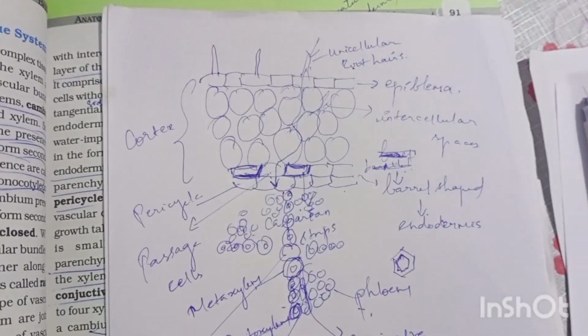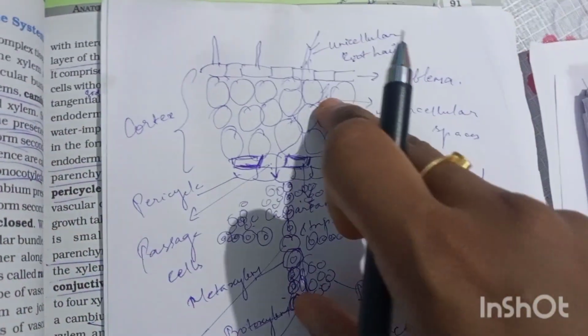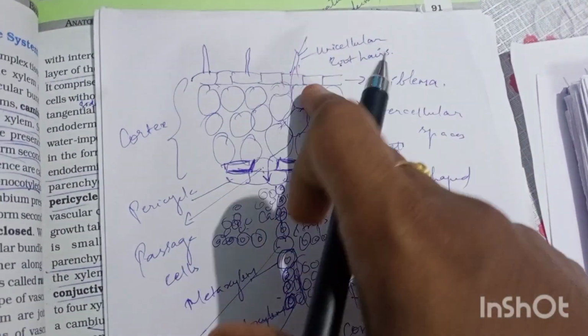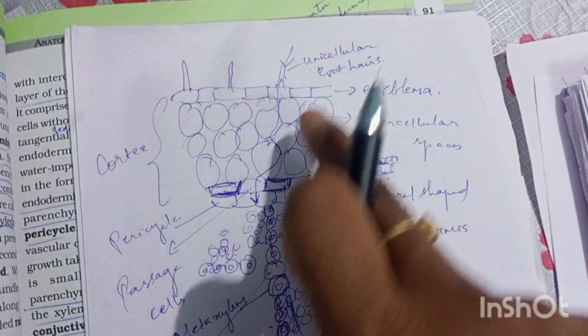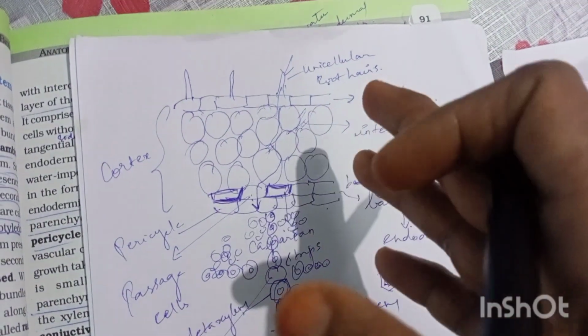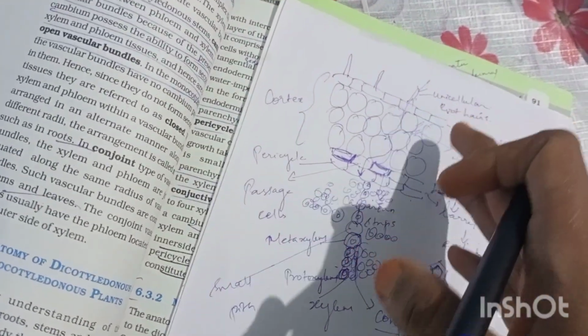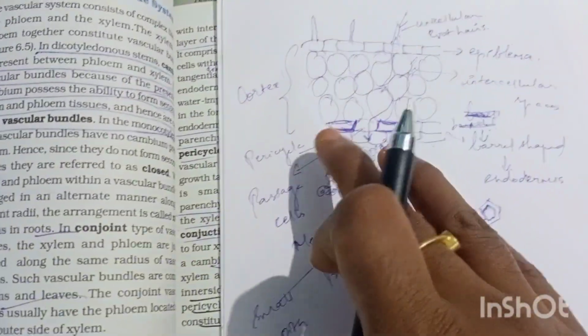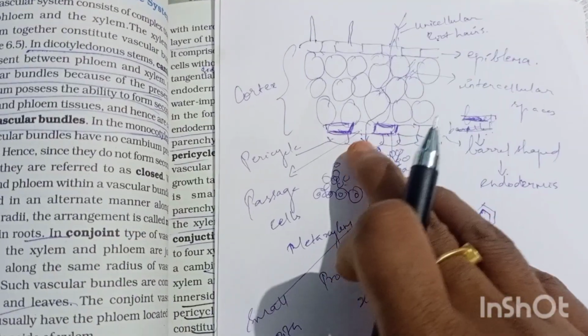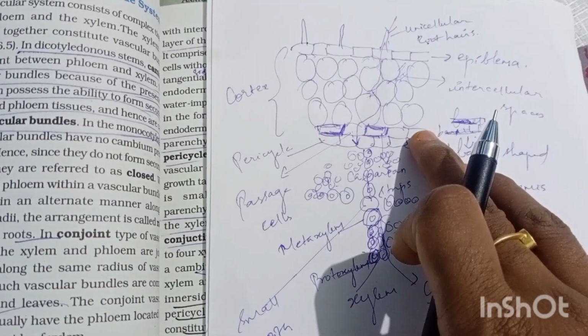So the outer layer is epiplemma. Some cells have unicellular extensions called root hairs. Below this epiplemma are loosely arranged cells with intercellular spaces, and these cells constitute the cortex. The cortex is lined by endodermis. These are made up of barrel shaped cells.